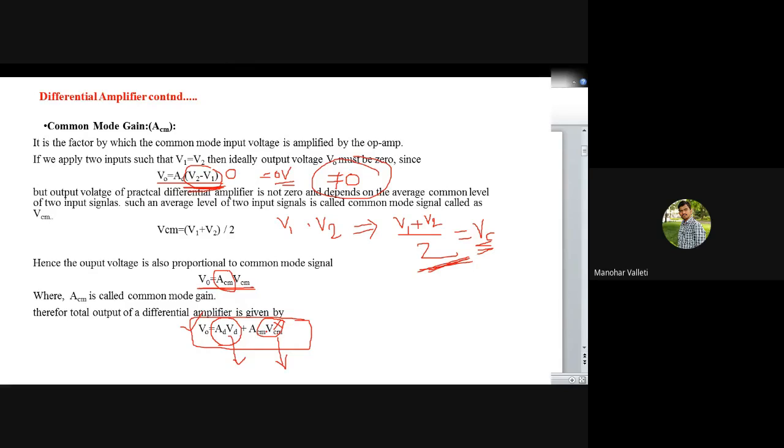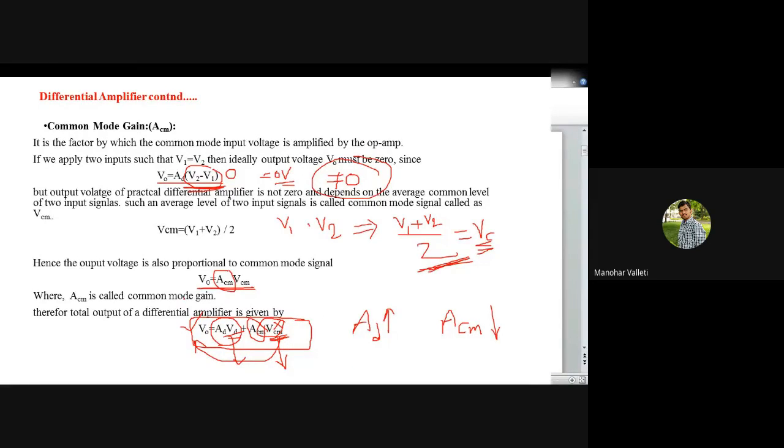But what we can do is we can try to reduce the gain offered to the common mode signal. So when you're designing a differential amplifier, we will try to offer more gain, more differential gain, and try to reduce the common mode gain, so that the differential amplifier will amplify only the difference of the inputs and try to nullify the effect of the common mode signal on the output.